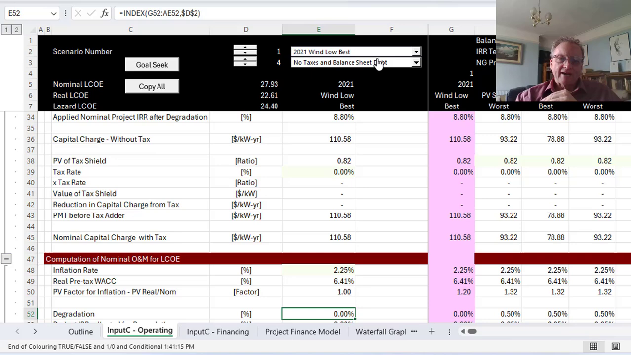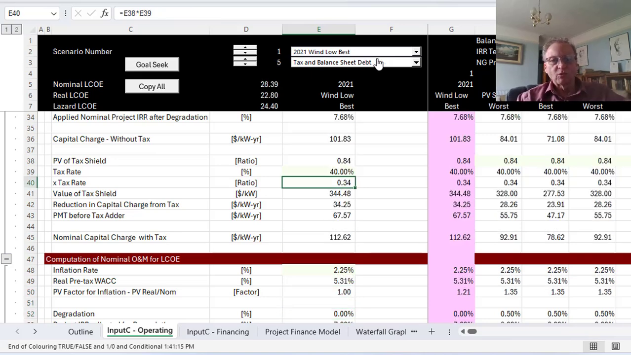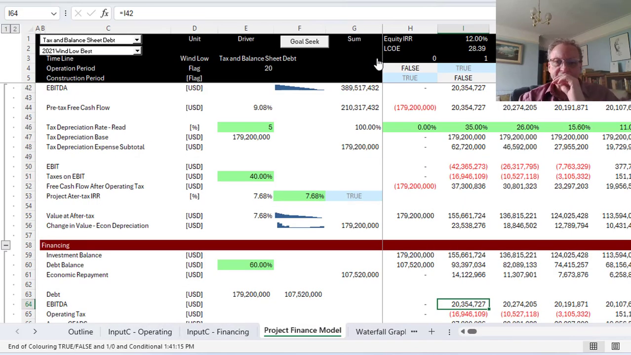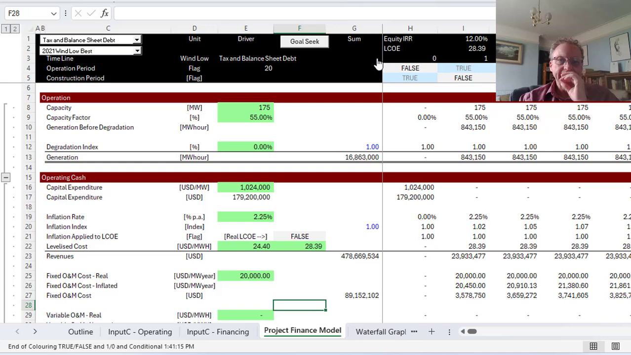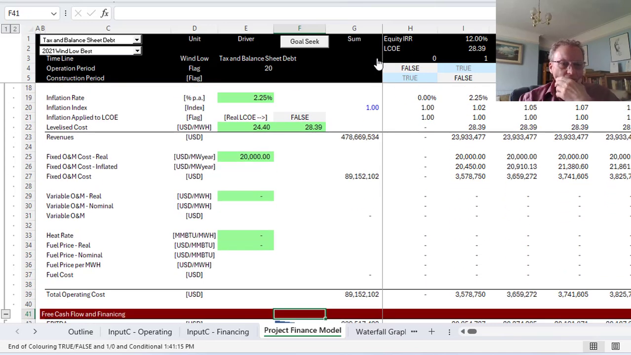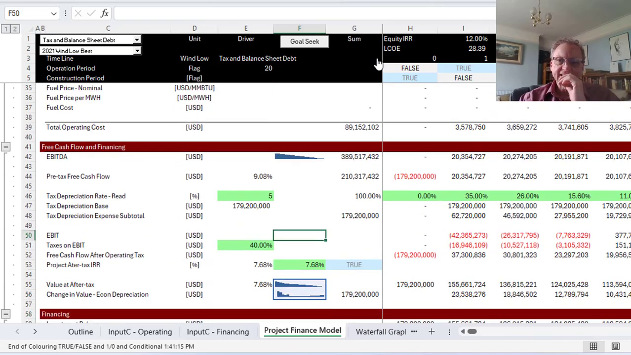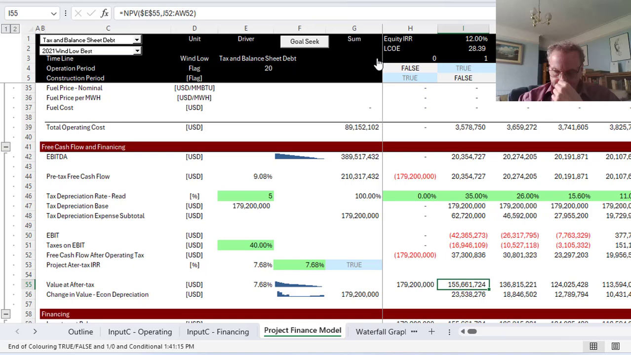Taxes, and now we're putting taxes back into the equation, and this time we'll go to the project finance model again. When we go to the project finance model, we start with our operating cash. This time we have our tax depreciation. We have our taxes on EBIT, which are kind of the operating taxes. You compute your project IRR, but notice that the project IRR changed.